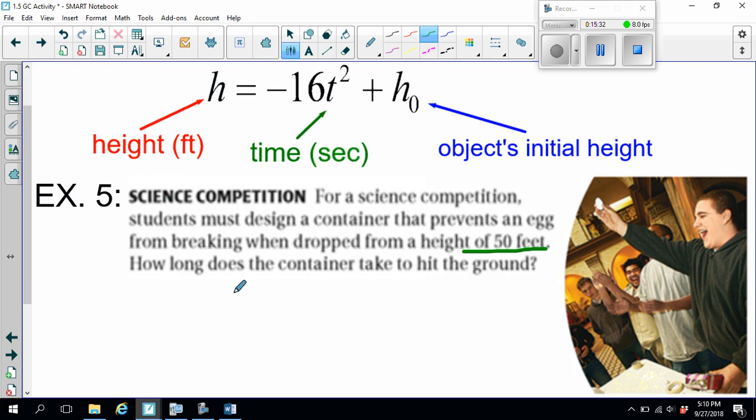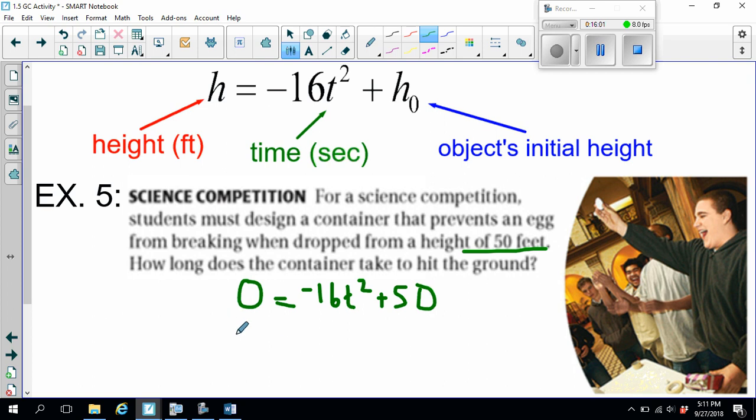So here we had 0 equals negative 16t squared, then plus the 50. Now the last time we solved this, we basically moved the 50 over, and then divided by negative 16, and then took the square root on both sides to get our answer. Okay, so I'm going to do that again to see what we get, and then hopefully when we do it using the graphing calculator, we get the same answer.